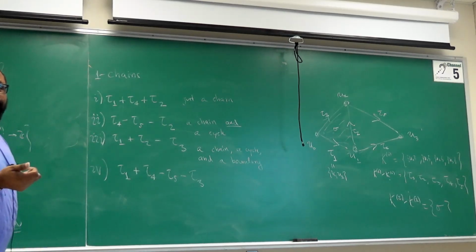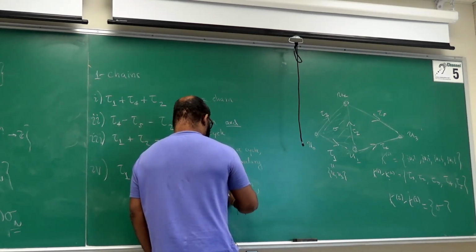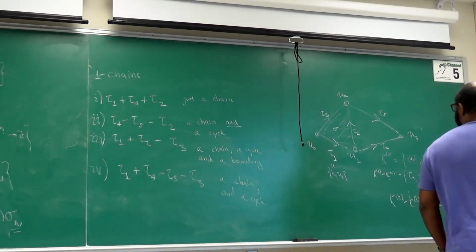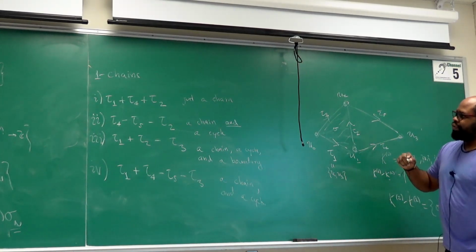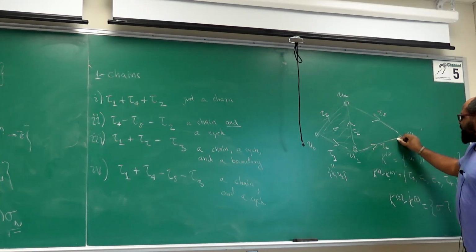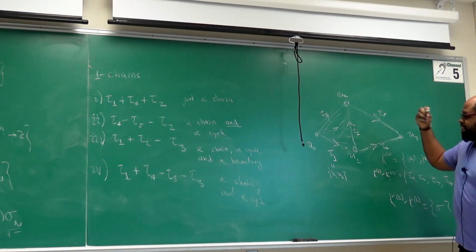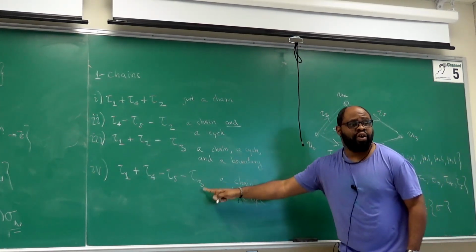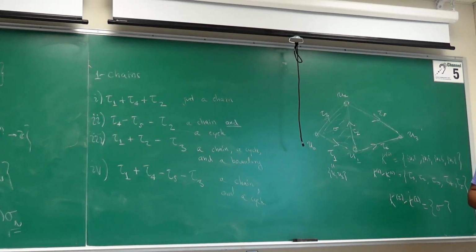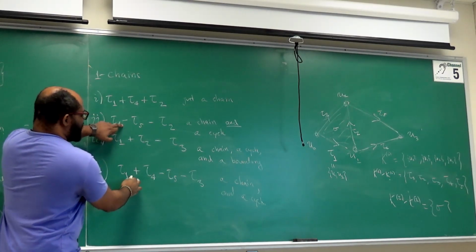So it's both a chain and a cycle. And the thing that I want to call your attention to is that somehow the chain I have in number 2, meaning this guy, bounds essentially the same hole as number 4. So I guess the idea here is that these two guys bound the same hole.